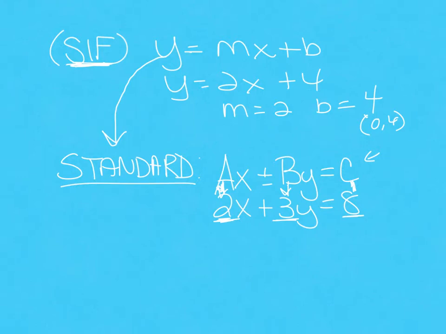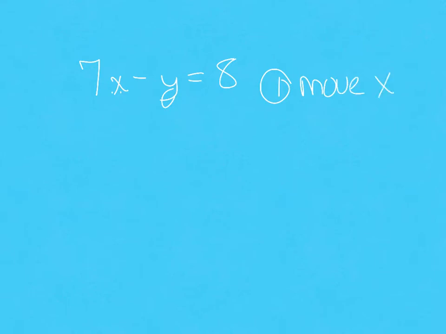All right, so what we're going to do is take an equation like this and change it to slope-intercept form so we can graph it, so we can identify slope and y-intercept, and then maybe so we can put it in our graphing calculator, okay? All right, so let's try some. Let's say that I was given 7x minus y equals 8. All right, step 1 is to move x and its coefficient.